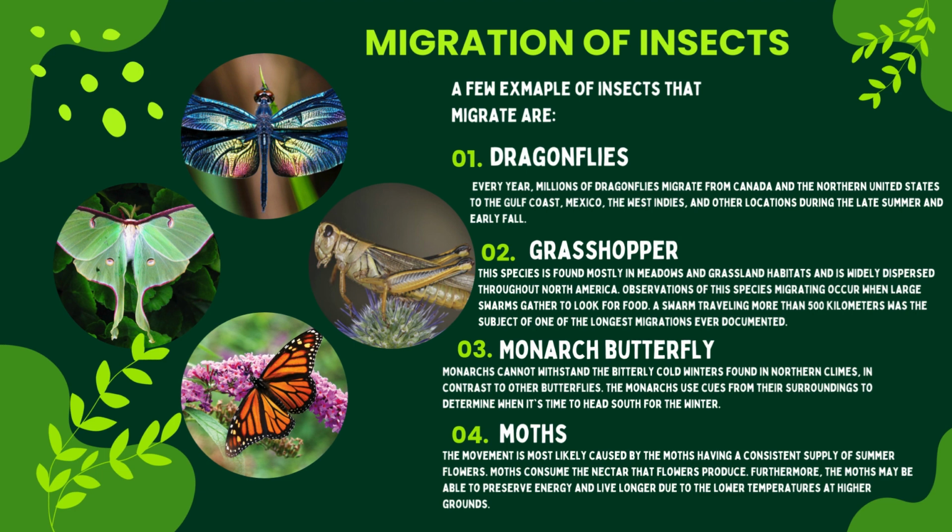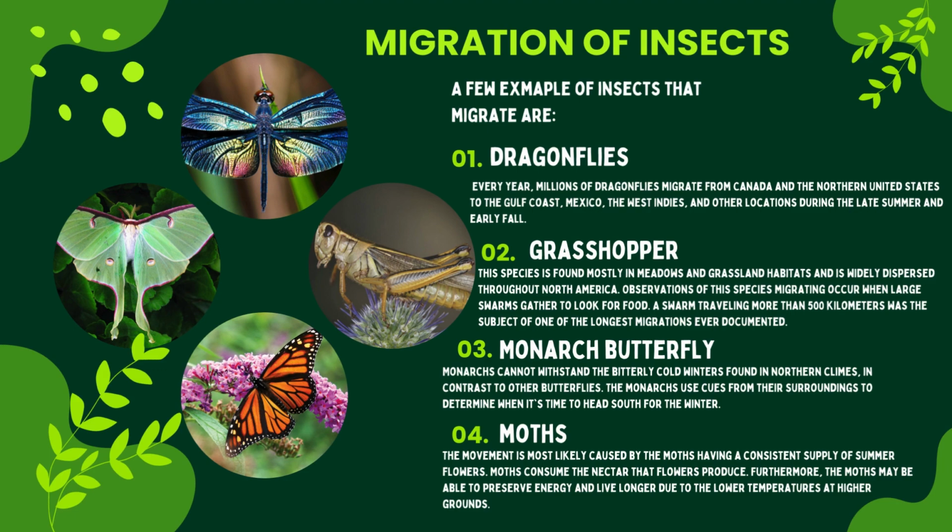Migration of insects. A few examples of insects that migrate are the dragonfly. Every year, millions of dragonflies migrate from Canada and the northern United States to the Gulf Coast, Mexico, and the West Indies, and other locations during the late summer and early fall.